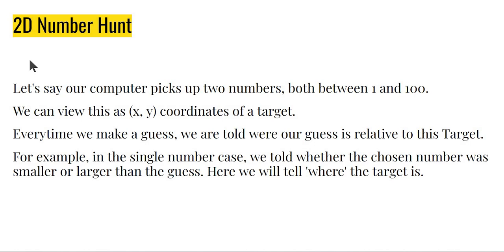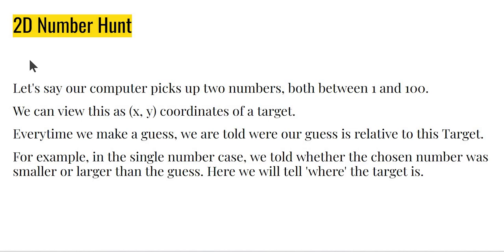Remember, the number hunt game works like this: the computer picks a number and we have to guess that number. Let's imagine that instead of picking one number, the computer picks two numbers, say both between 1 and 100, it doesn't matter, it could be any range. But we view this as the x and y coordinates of a target. So it's like the computer has a target somewhere in the sky, somewhere in this region. We have to guess this target every time we make a guess.